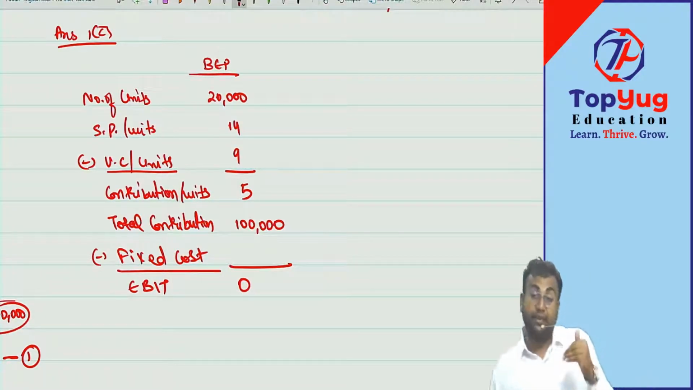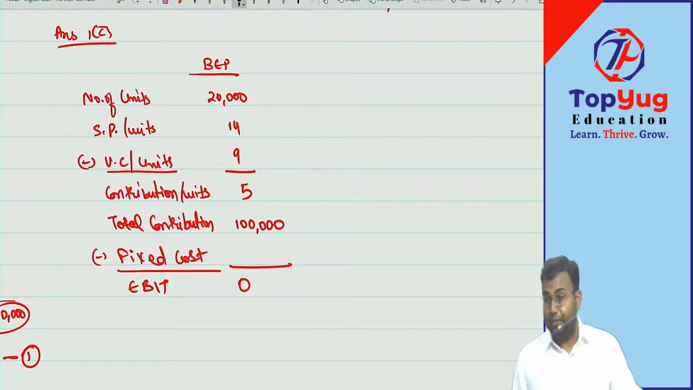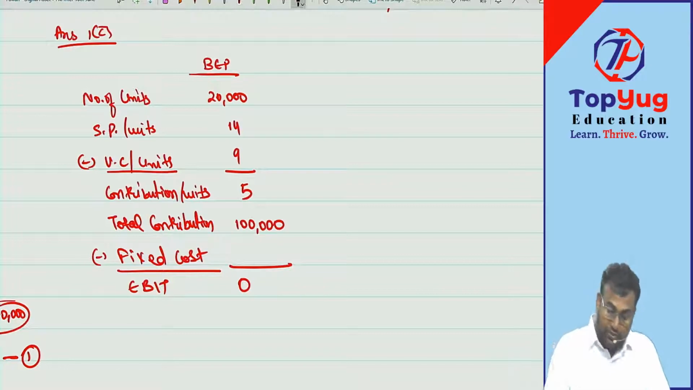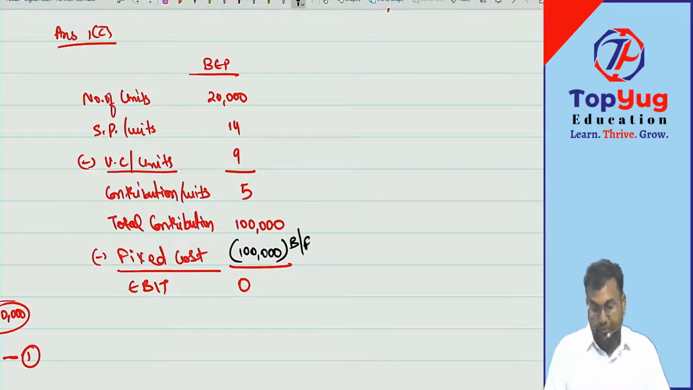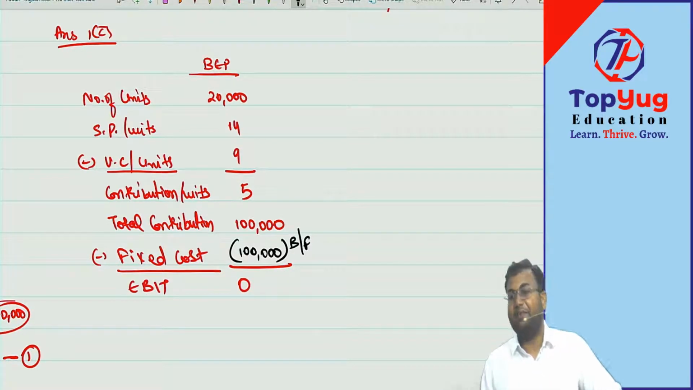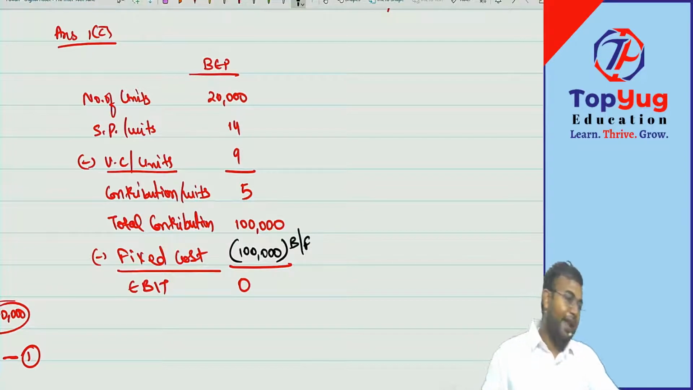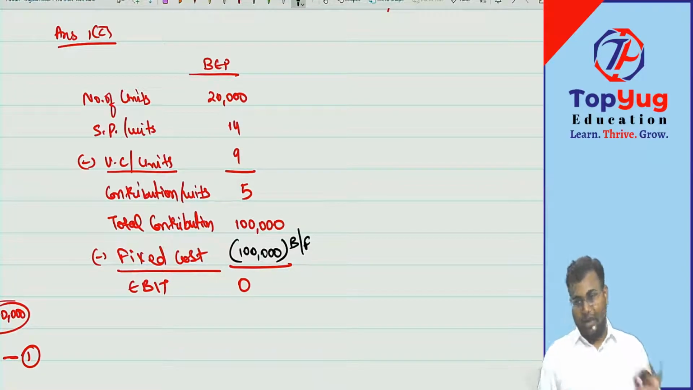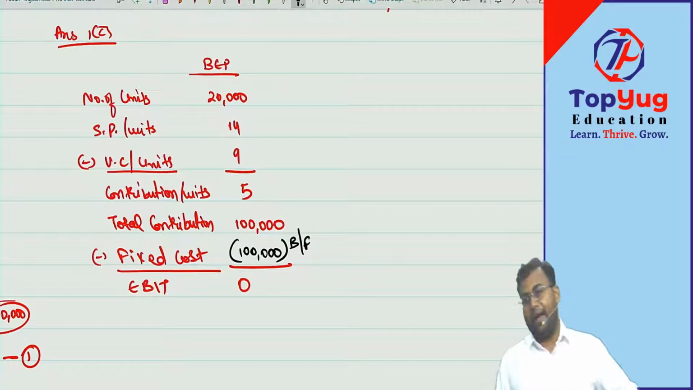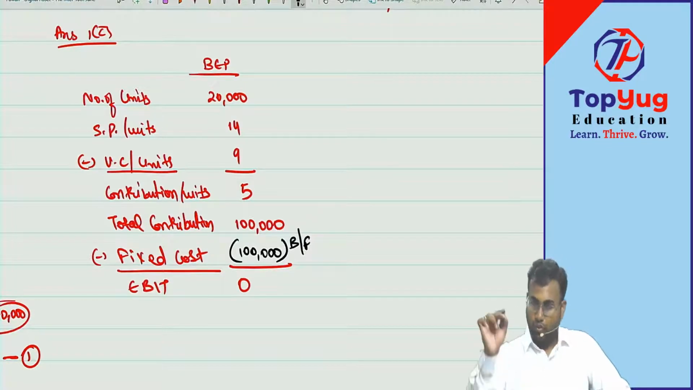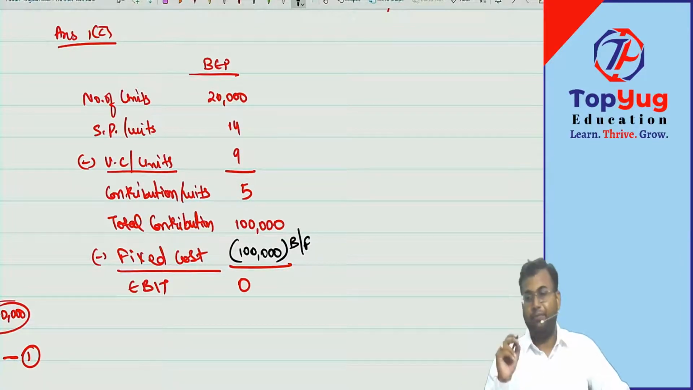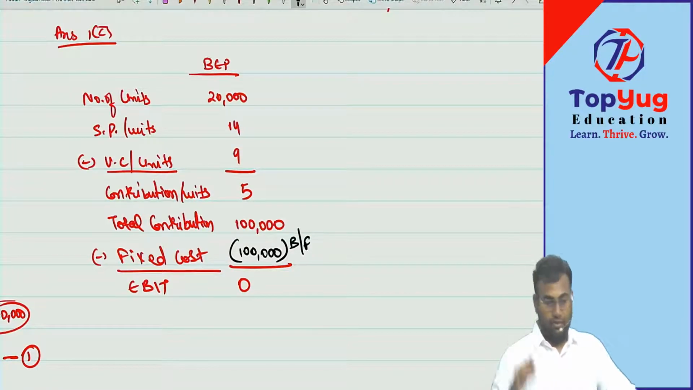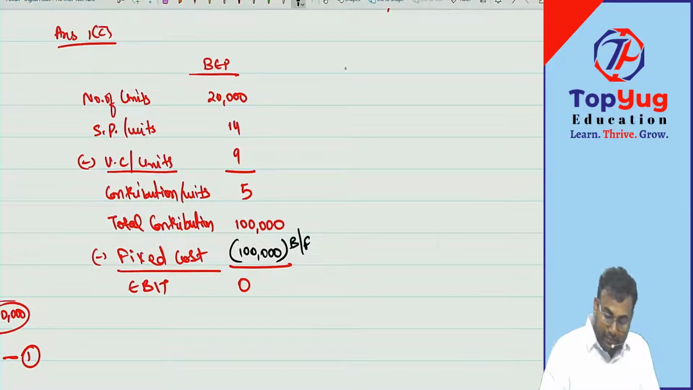So how much should I reduce from the contribution as a fixed cost so that EBIT will become 0? 1 lakh only? Yes. So 1 lakh is my BF, not boyfriend. What does BF stand for? Very good. Balancing figure. So I have calculated this as a balancing figure. So by doing this exercise, what we have found out? Fixed cost.